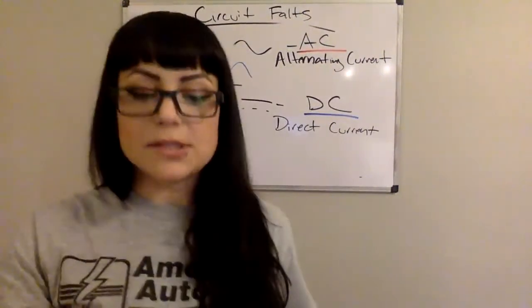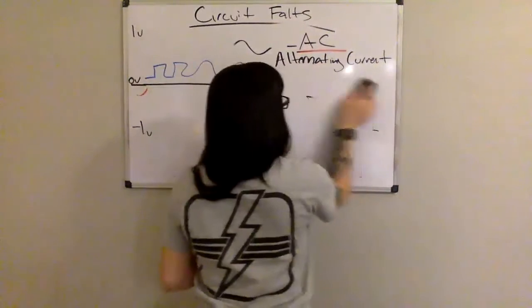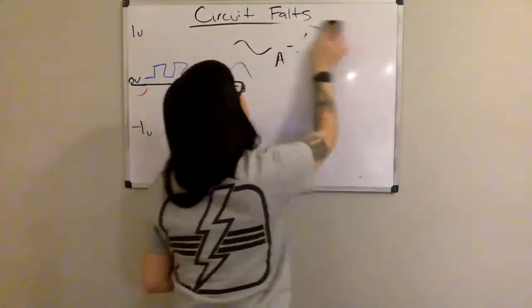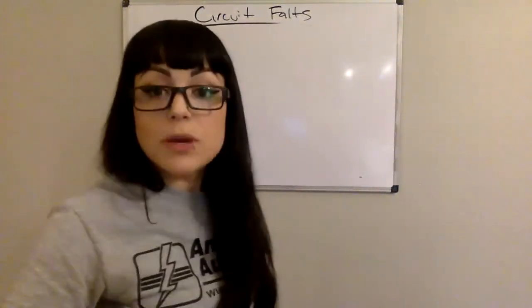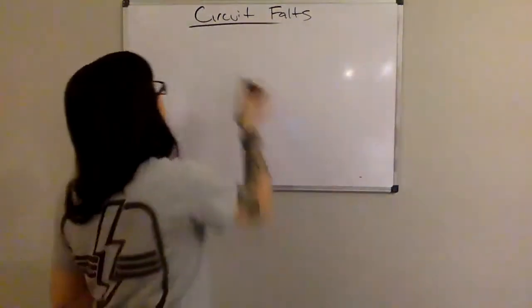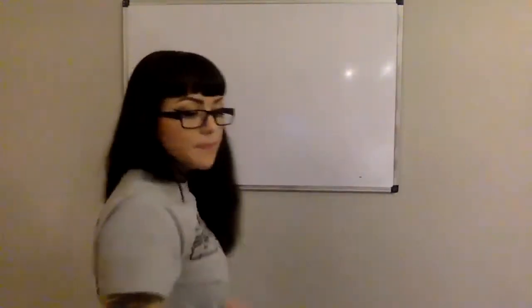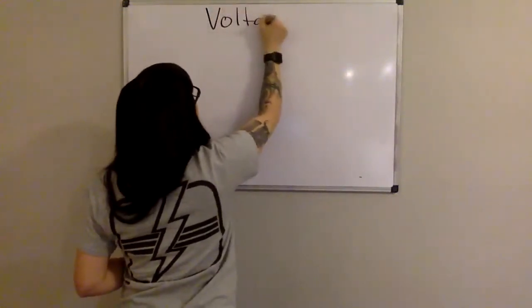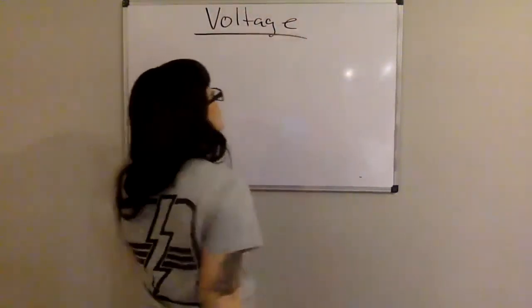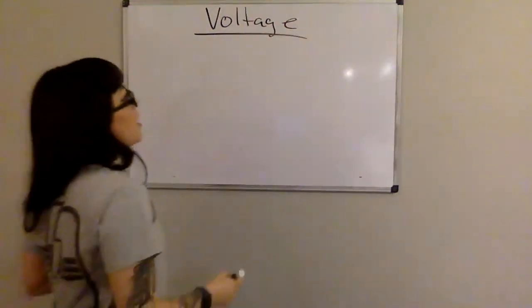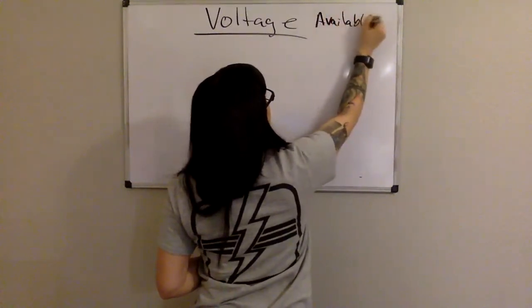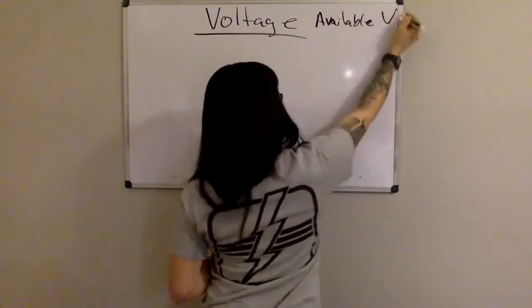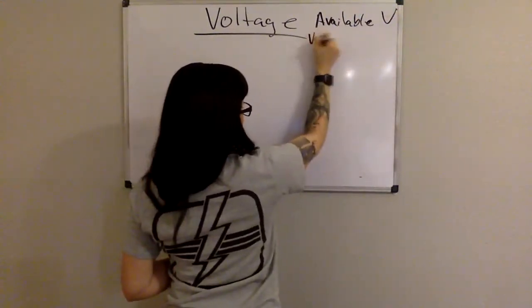So there's a couple of different tests you can do with the digital volt ohm meter. The first one I'm going to talk about is voltage tests. There are two ways you can hook up a meter. One is going to be called available voltage, and the other one is going to be a voltage drop.